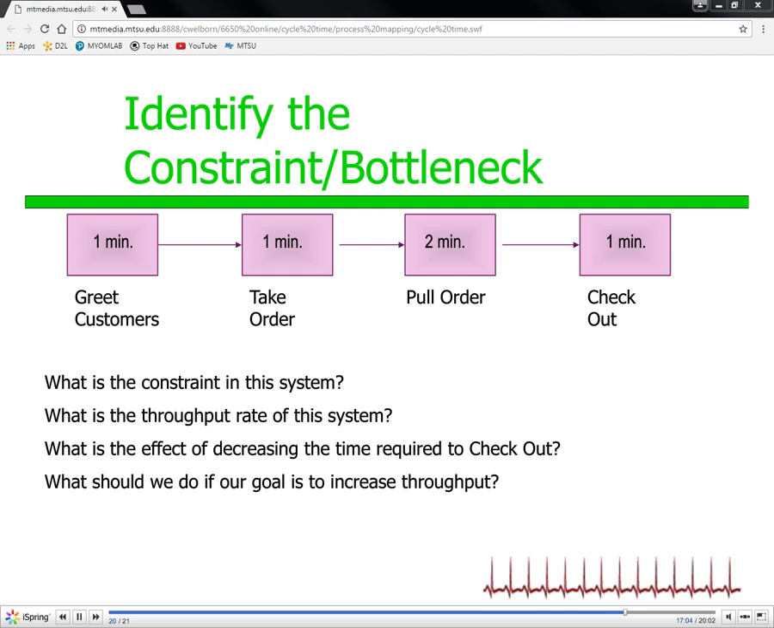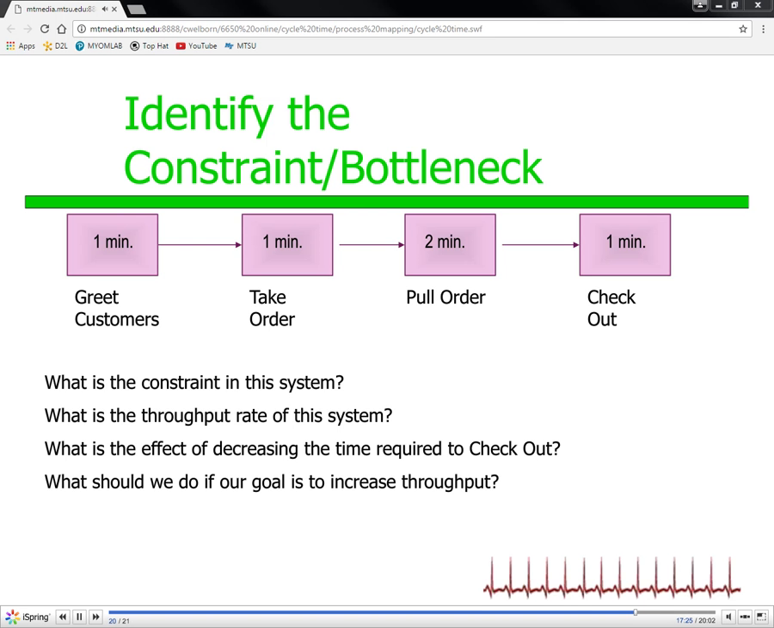Clearly, this is our bottleneck. This is our constraint, pulling an order. It takes 2 minutes. What's the throughput rate of this system? Sometimes it's a little bit of a tricky question. You say, what's the throughput rate? In other words, how fast do customers exit this system? Well, you might say, I guess it's 1 a minute, 1 customer per minute.